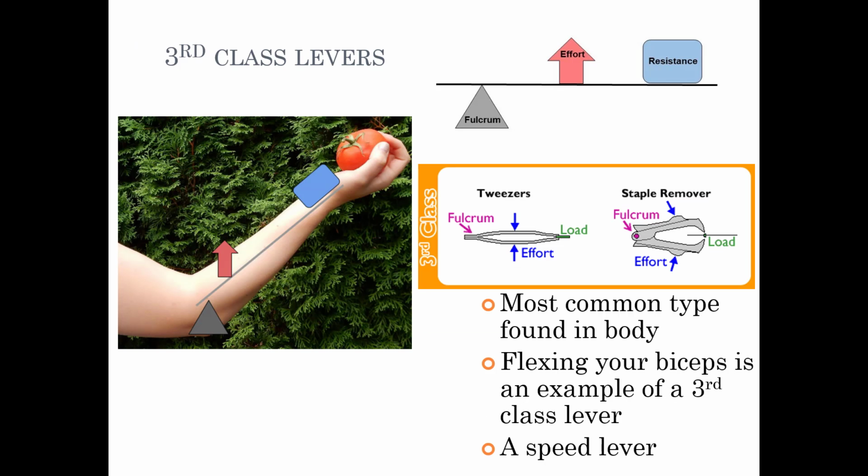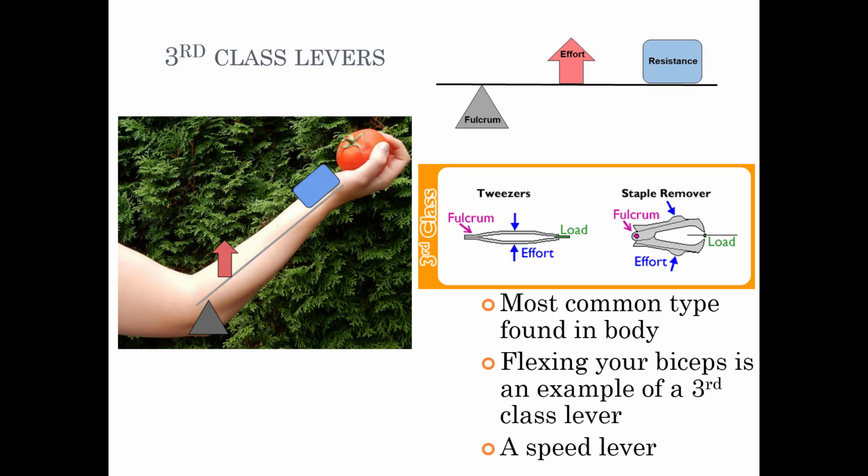And finally, we have the third-class lever. The third-class lever is the most common type of lever in the body. This makes sense because of the way that our bodies are structured. It would be very, very difficult to have a whole lot of second-class levers or even first-class levers in our bodies. In the case of a third-class lever, the fulcrum is at one end of the lever bar. The resistance is at the other end of the lever bar, and the effort is somewhere in the middle.